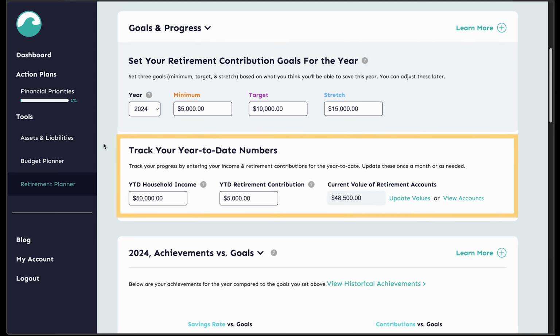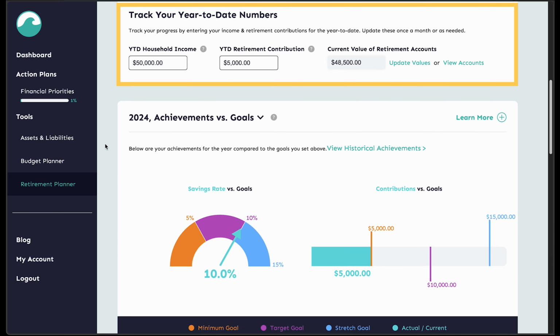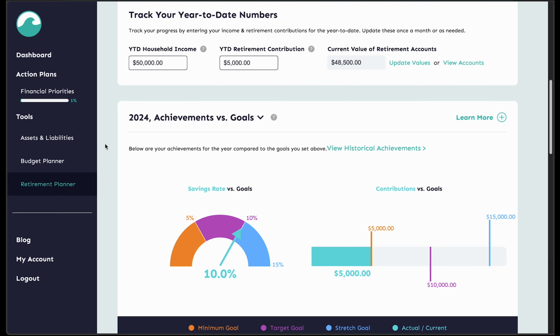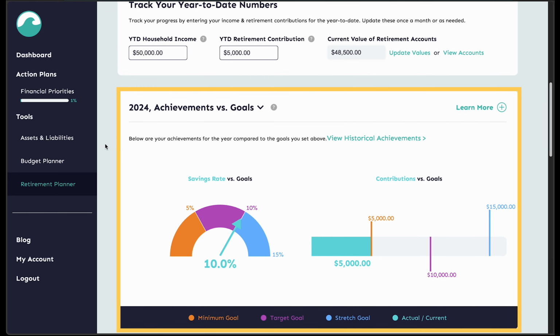In the Track Your Year-to-Date Numbers section, you'll be prompted to update these numbers once a month. That said, if you miss a month or two, it doesn't really matter. What matters is that at the end of the year, you have accurate numbers for that year. Just know that your achievements versus goals charts below will only be as accurate and up to date as the numbers you've input above. Now let's look at those achievements versus goals charts.